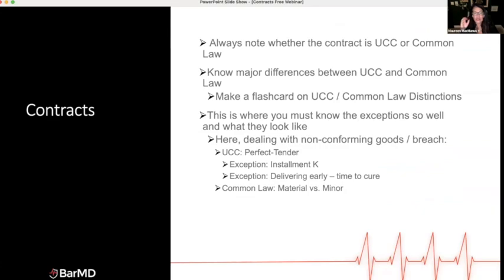So here's the question, and here's just a couple of notes that I got from when I reviewed that question. So always know whether the contract is UCC or common law and know your major distinction. Make a flashcard on UCC common law distinctions. It'll help you, I promise. And this is all with this question in particular. This is where you must know the exceptions so well and what they look like. So going back to the poster question. UCC is perfect tender, exception for an installment contract, exception if you are delivering early, you have time to cure. And then also common law is material versus minor test. So just a good chance to review that.